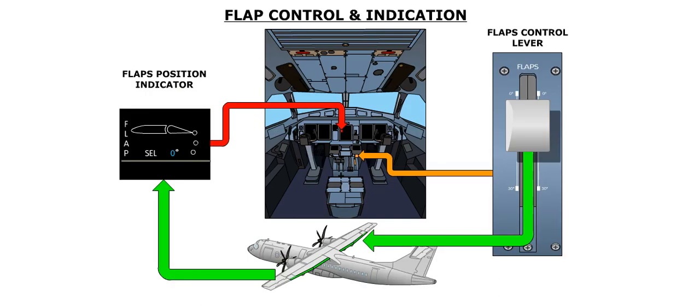Flaps are controlled by a flap handle, located on the right side of the center pedestal. Flap position is indicated on a flap position indicator located on the EWD.